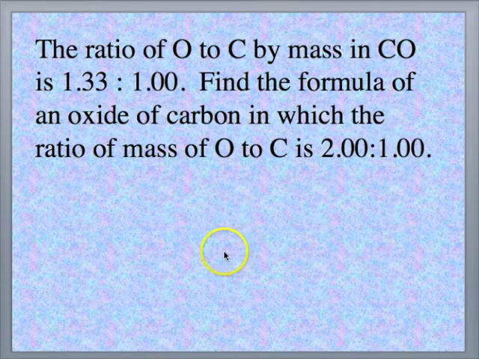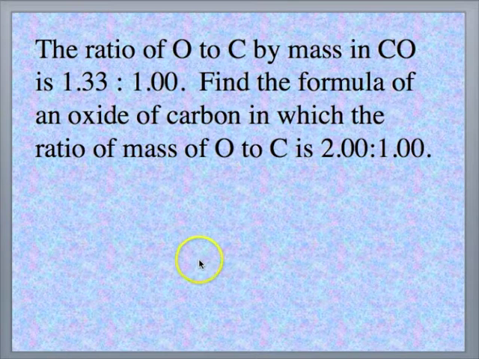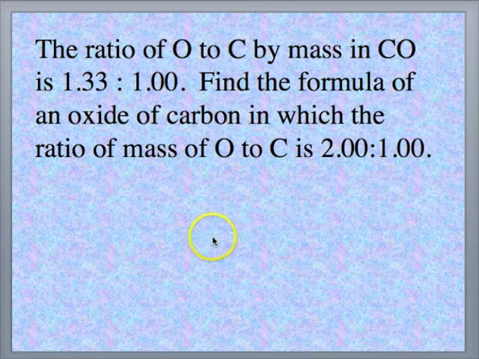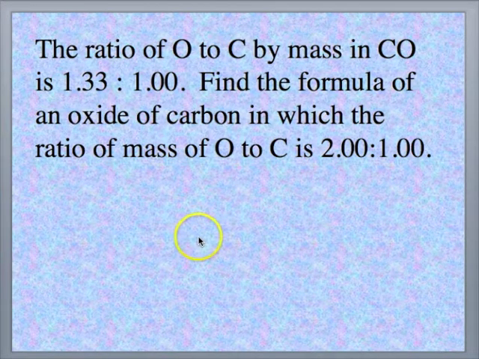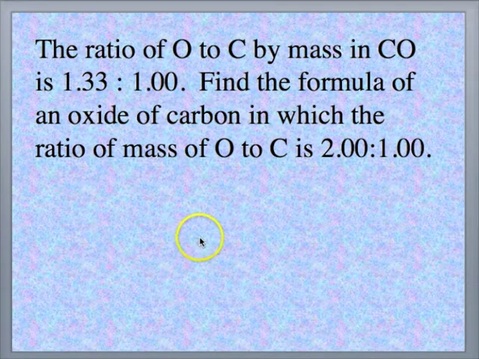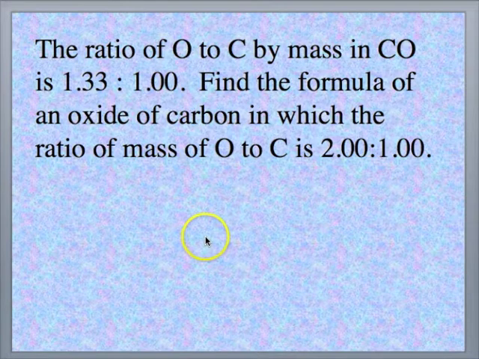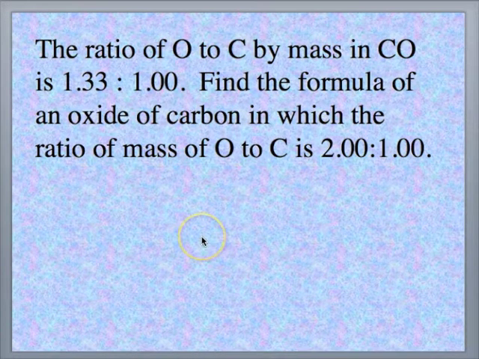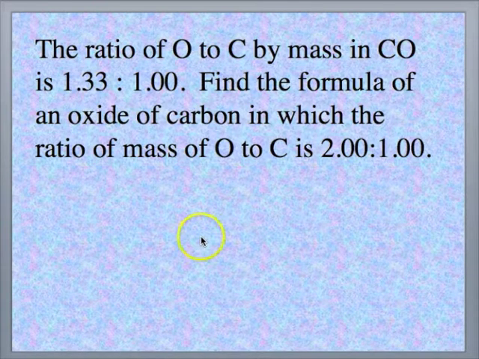So here's a problem we can do, similar to this bolt-nut problem, but with real substances. The ratio of oxygen to carbon by mass in carbon monoxide is 1.33 to 1. Find the formula of an oxide of carbon in which the ratio of mass of oxygen to carbon is 2 to 1. So how would that look?